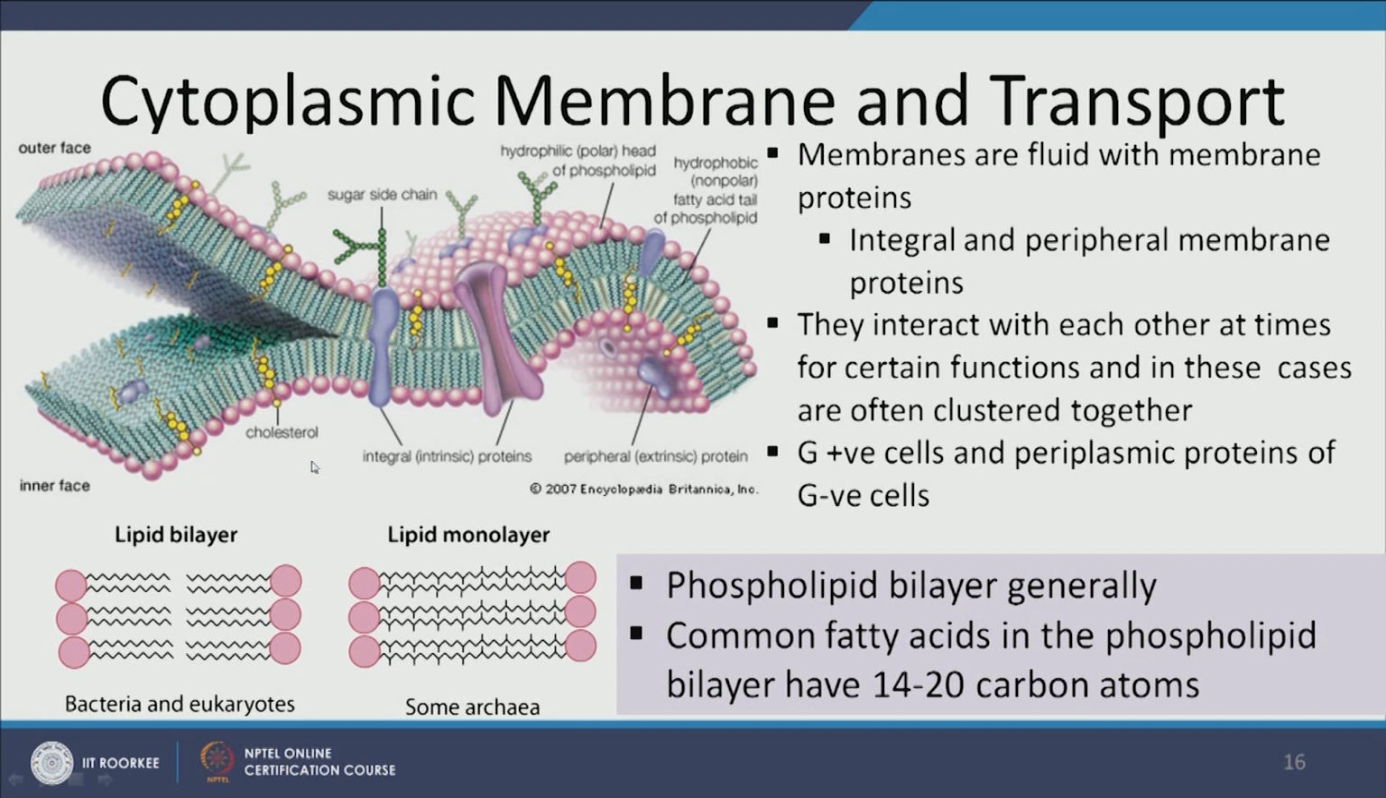Coming back to the proteins, these proteins interact with each other. If they have a lot of functions that they need to perform together, they are often clustered together. Now this is an example of a G plus, or gram positive, cell. In a gram negative cell there is an additional layer here above towards the outside, which is made of periplasmic proteins.